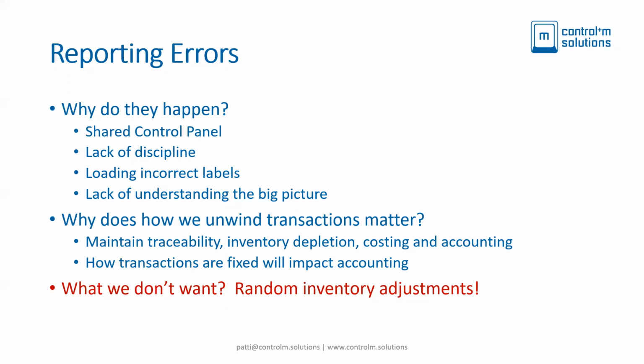So we want to make sure that when you unwind transactions, we maintain integrity in those other modules that were impacted. What we want to avoid most is random inventory adjustments. In every manufacturing facility I've ever been to, and I've been to a lot, I see inventory adjustments, legitimate ones. Things happen, but if we start cluttering up our adjustment report with a bunch of fixes, then we can't truly understand the impact of real inventory adjustment.